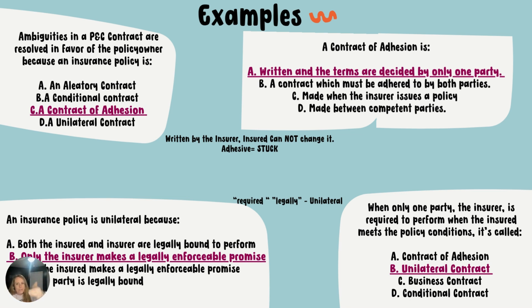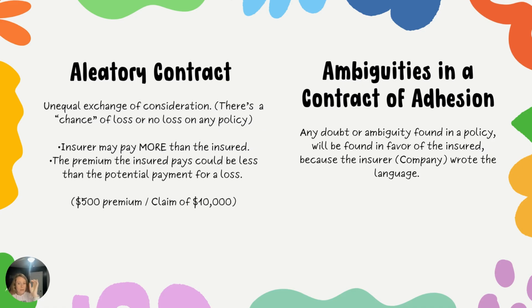So adhesion, think stuck. One party prepares it. The other party, being the insured, cannot make changes. That's contract of adhesion. Versus unilateral, you want to think about the one party, again, being the insurer and being legally or required to do something. That is for the insurer as well. That makes it a unilateral contract. Next up, let's look at ambiguities in a contract of adhesion and also what is an aleatory contract.